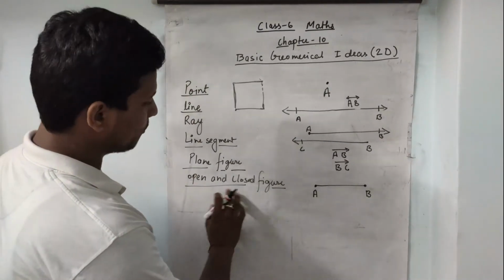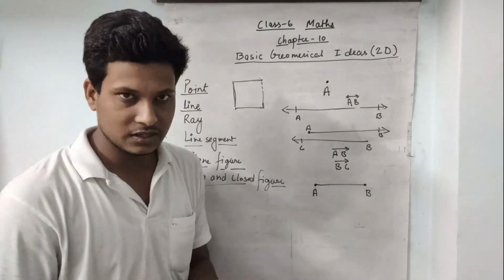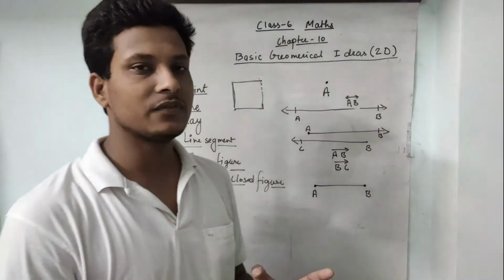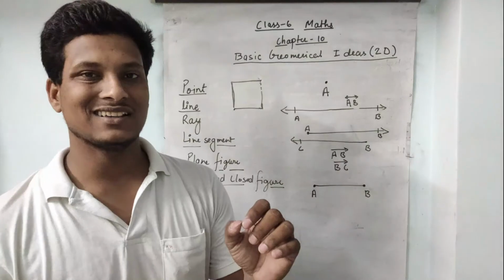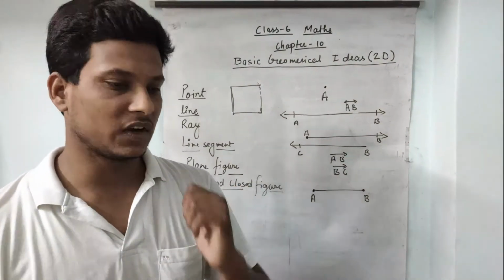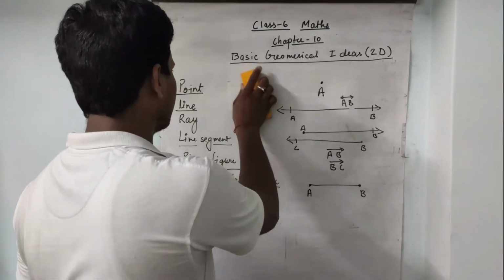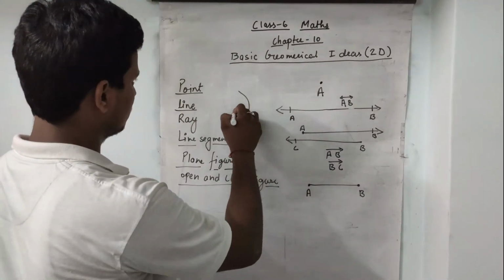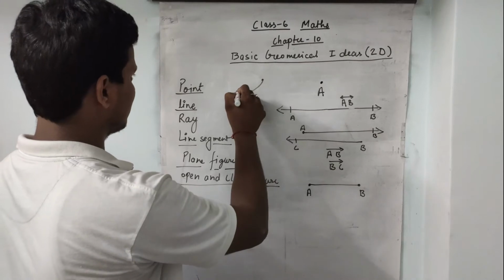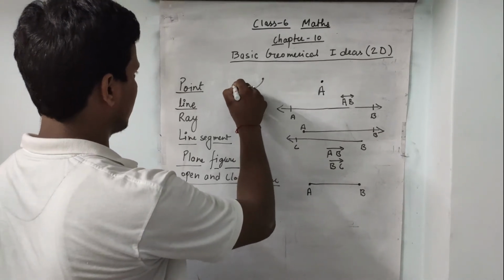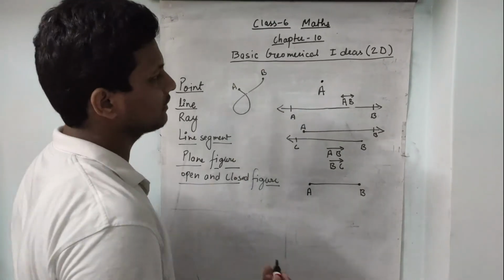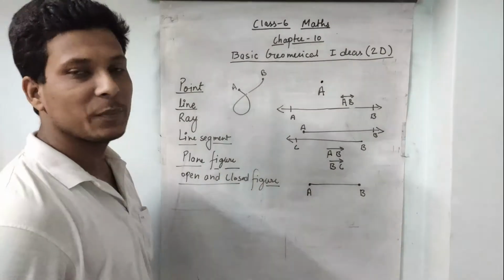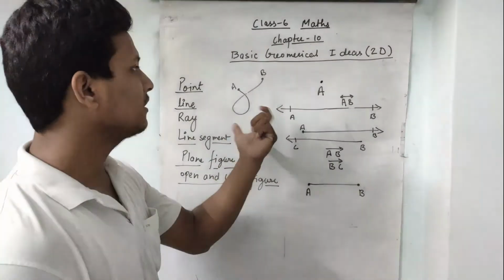Now the next is open and closed figure. Listen very carefully. What is an open figure? A figure that starts and ends with different points. Like that, I have made this figure. So the starting point of the figure is this A, and the ending point of this figure is B. That is called an open figure.